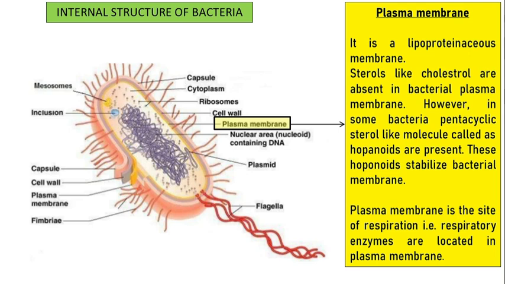The next internal structure that we will discuss now is the plasma membrane. The plasma membrane is actually the site of respiration. It is the place where different kinds of metabolic activities with respect to respiration take place. The plasma membrane is basically a lipoproteinaceous membrane. This lipoproteinaceous membrane is especially important for respiration. Therefore, the respiratory enzymes are located in the plasma membrane.